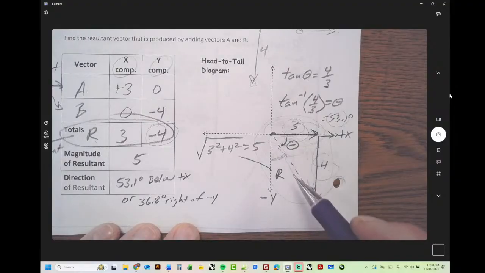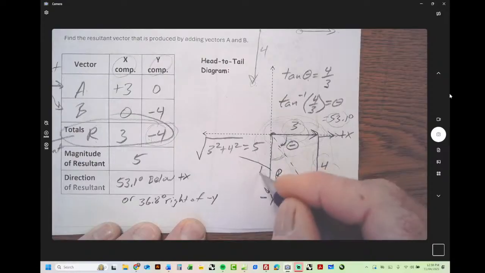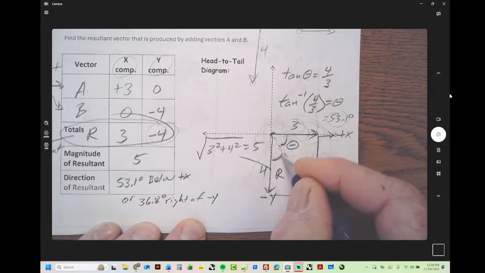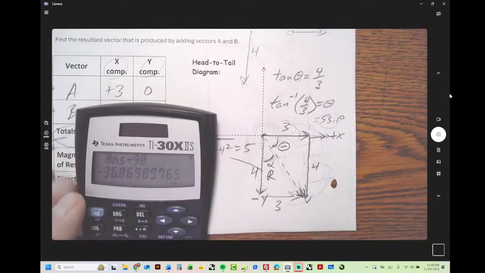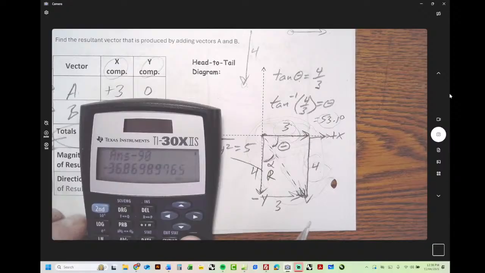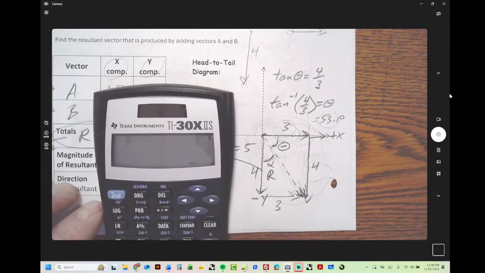And if you drew your vectors differently, if you drew your 4 first, and then you drew your 3 like this, your triangle might look like this, and then I'm just going to use alpha for that. So if you were trying to find alpha, then you wouldn't be doing the inverse tangent of 4 over 3, you'd be doing the inverse tangent of 3 over 4. And how are those two things related to one another?